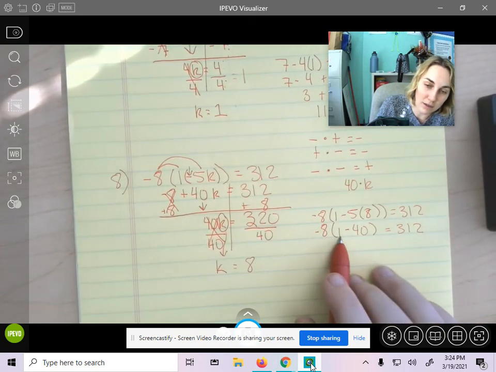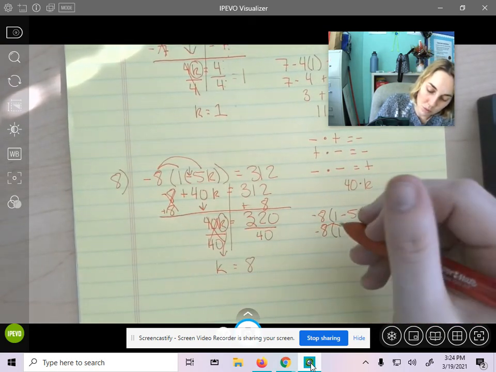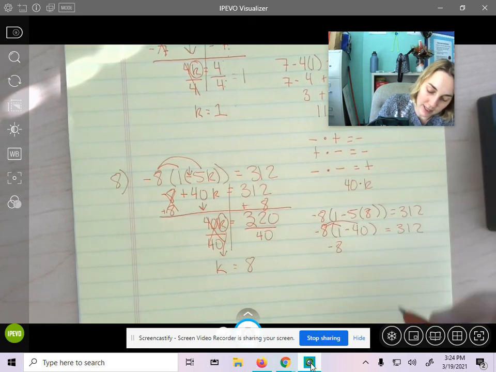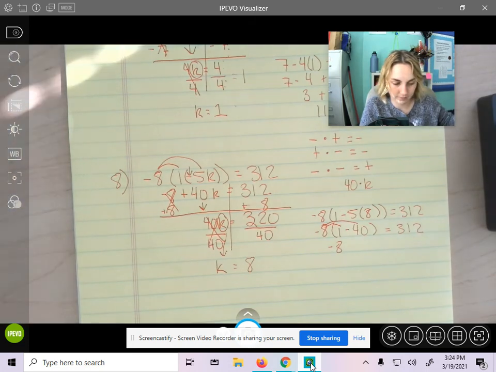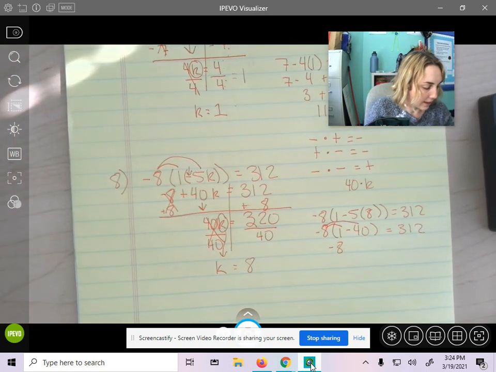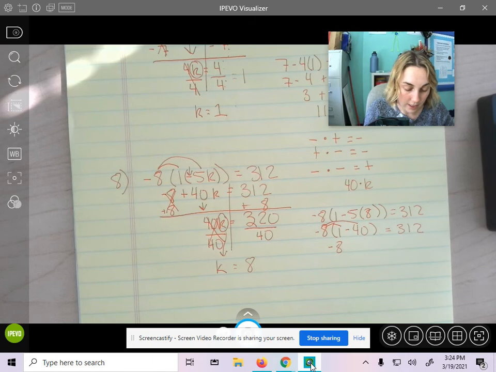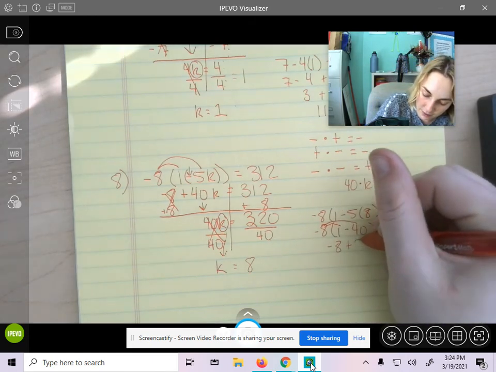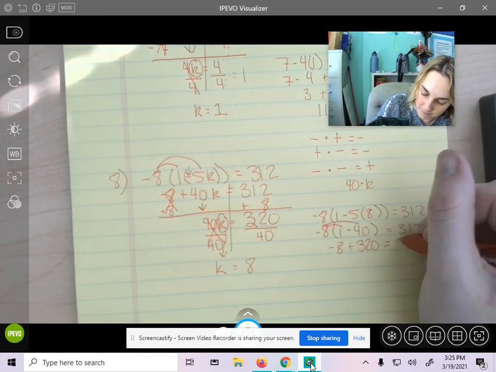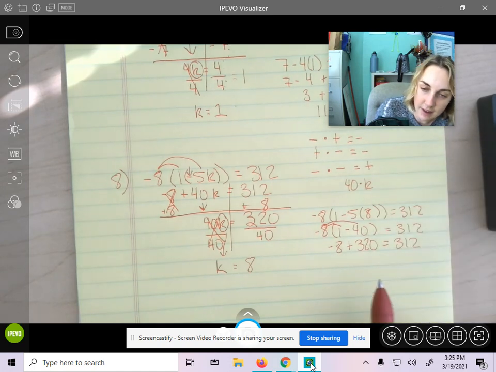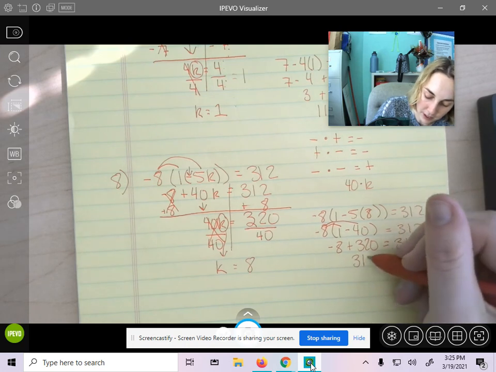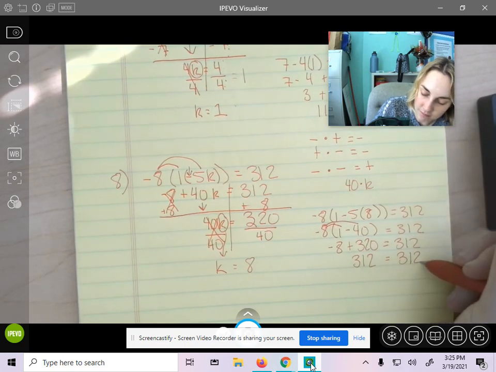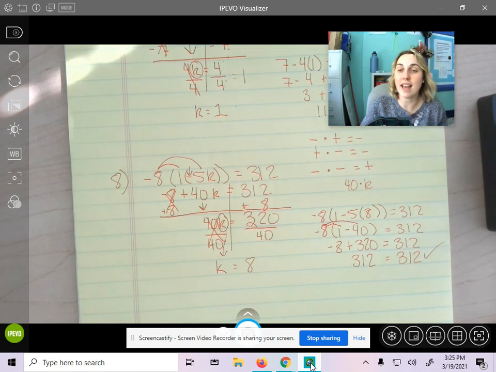So then I can use the distributive property. Negative 8 times 1 is going to give me negative 8. Negative 8 times negative 40 is going to give us a positive 320. And then I can solve this. Negative 8 plus 320 is going to leave me with 312. So we did get the correct answer. So that means 8 is equal to k, and we are good to go.